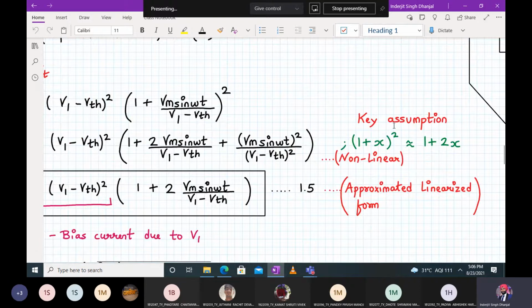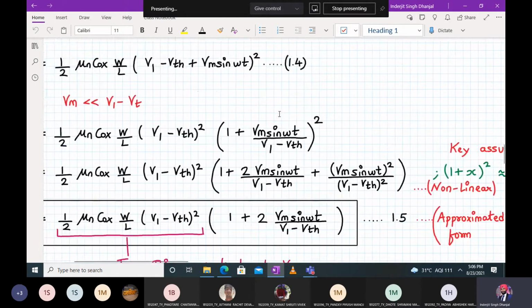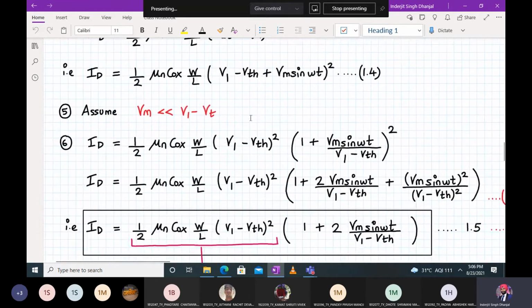Right now, where this we know now. What is this approximation called as? 1 plus x the whole square, if x is very, very small, is 1 plus 2x, right? So over here, what we have done is considered V1 minus Vth square outside. We have taken it outside, right?